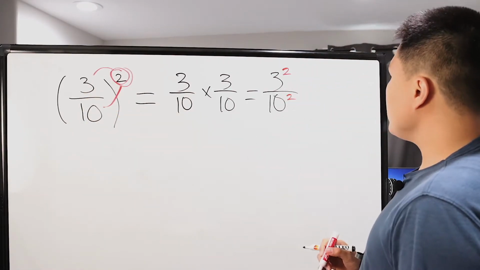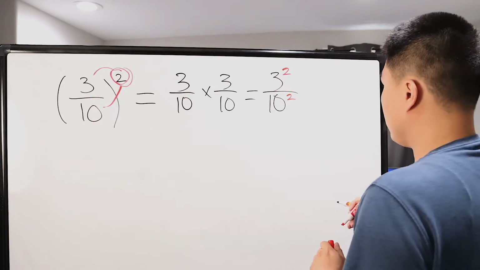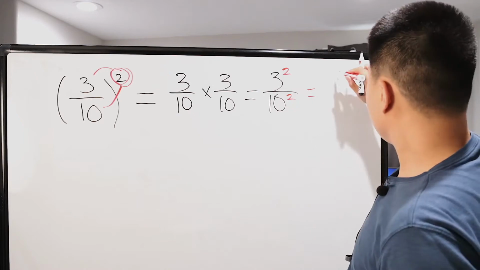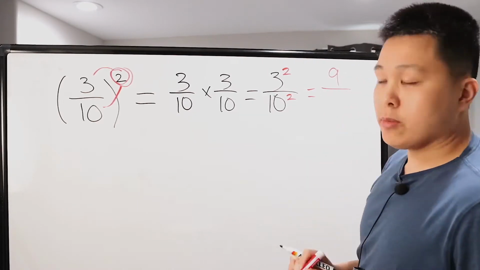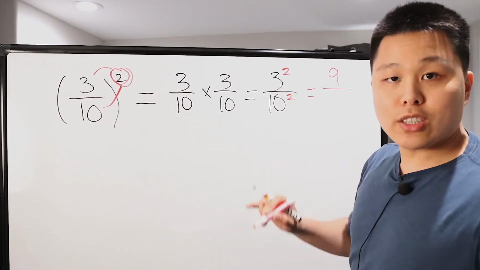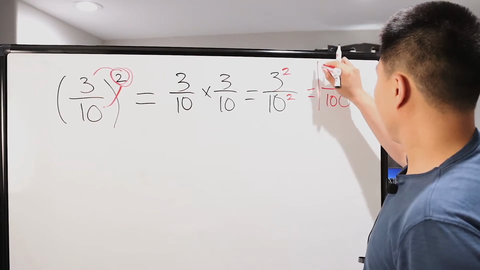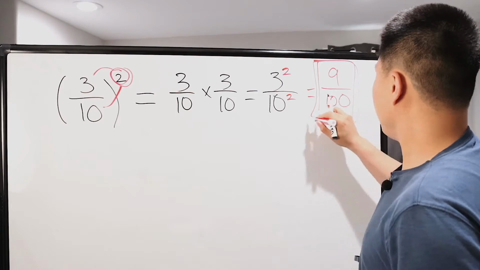Okay, so we have 3 squared over 10 squared. Well, in this case, 3 squared is just 9, right? 3 times 3. 10 squared is just 10 times 10, so that's 100. And here is our final answer.